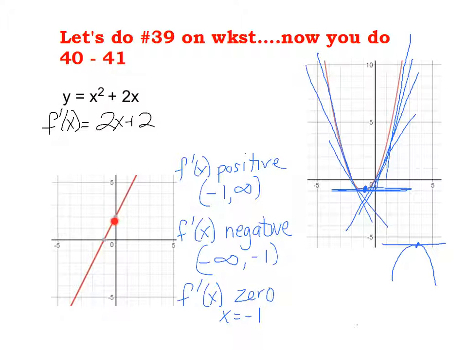Right now, they just want you to graph this tangent line, figure out when it's positive, when it's negative, and when it's 0. Now, I did number 39 with you. You need to do 40 and 41 for your homework. If you want to pause the video and go do it right now, that might be smart.